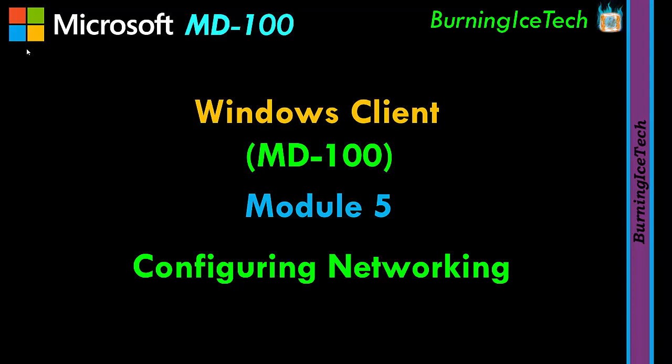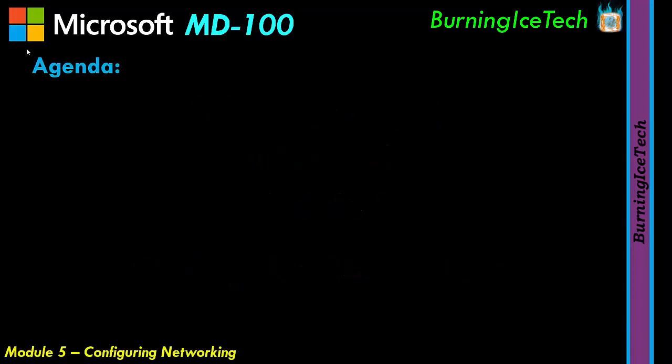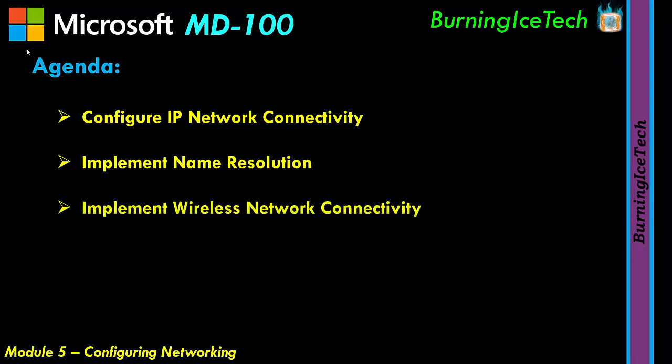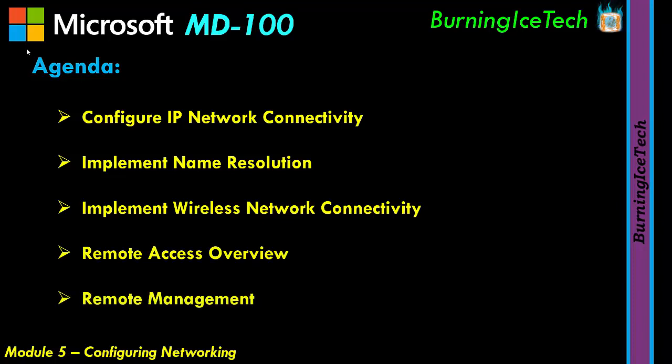Today's module is titled Configuring Networking. As for the main sections in this specific module, we'll be covering something called Configure IP Network Connectivity. So that's going to be the title of the first section. Then we'll look at Implement Name Resolution, followed by Implement Wireless Network Connectivity, remote access overview, and then lastly, remote management. So those five are the five main sections in this module. That is definitely not all the topics, that's simply the sections of this specific module.